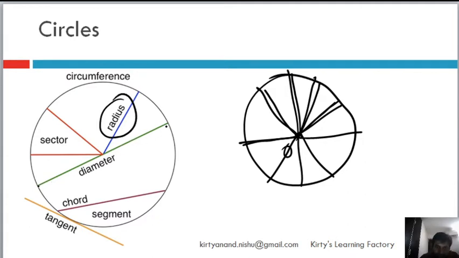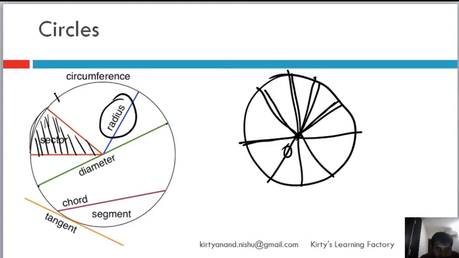If I draw a line segment joining two ends of the circumference and passing through the center, it is a diameter. So diameter is 2 times the radius. So basically this is radius. If I extend it to the other side, that will be diameter. Between two radii, whatever area I get is known as a sector. So this is a sector.